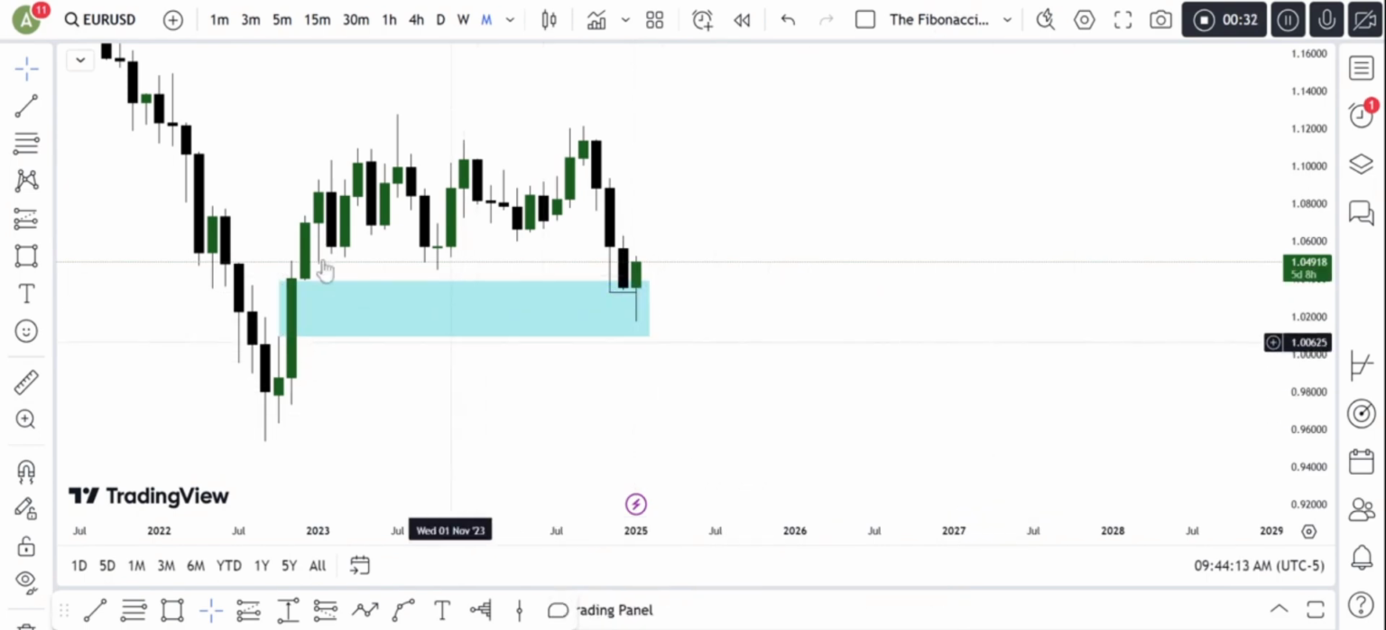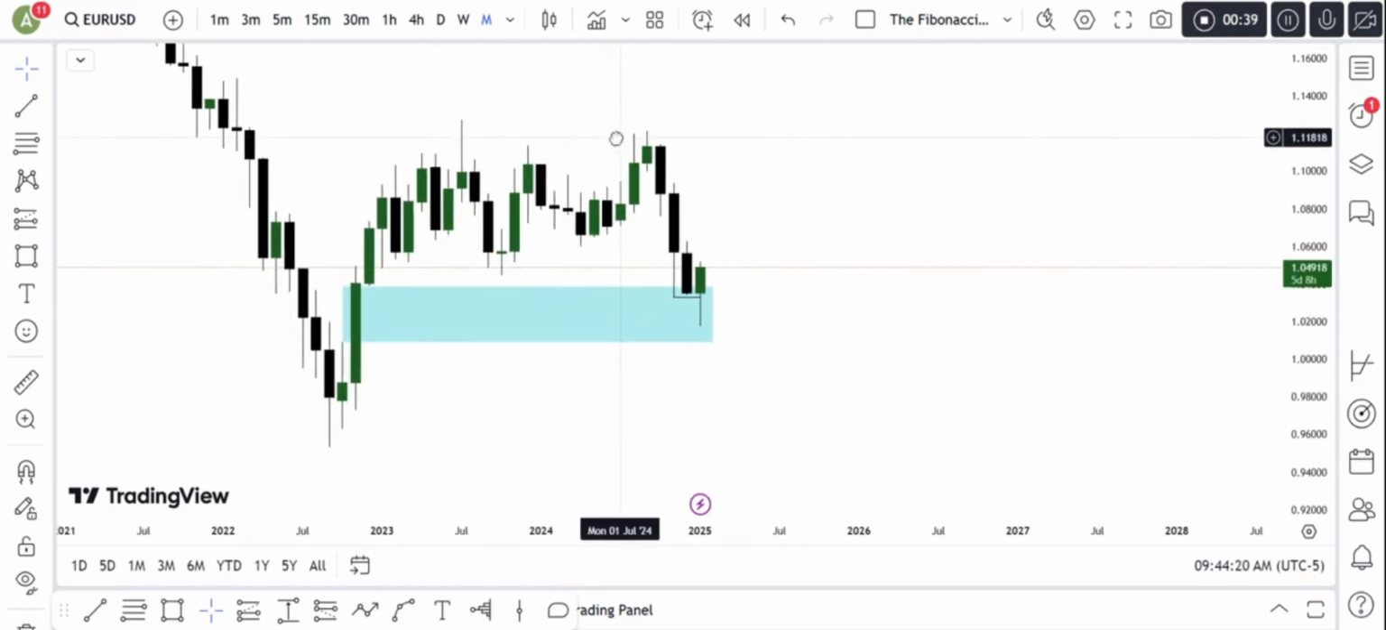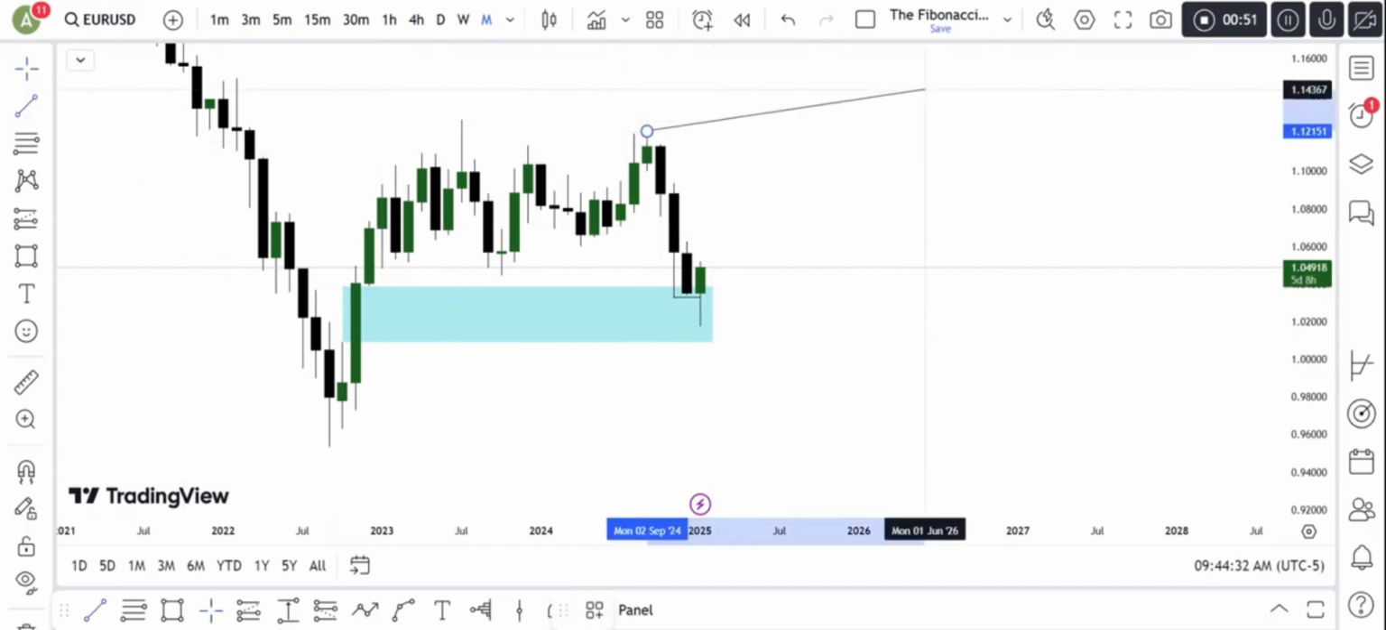So this is the monthly time frame of the EURUSD, and we are in the fair value gap right over here. What we are anticipating is that we have 5 days and 8 hours to close the monthly candle, and we can see the sweep of liquidity. Now it's going above the external liquidity, which is right over here.